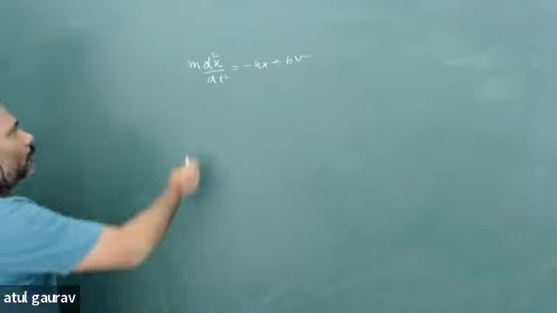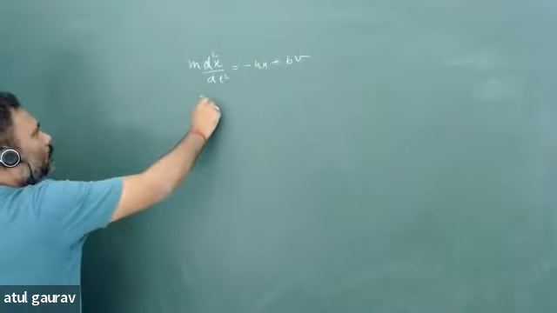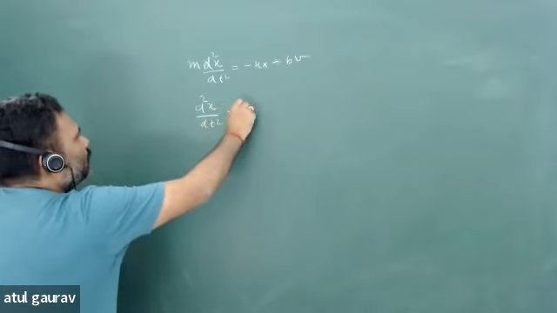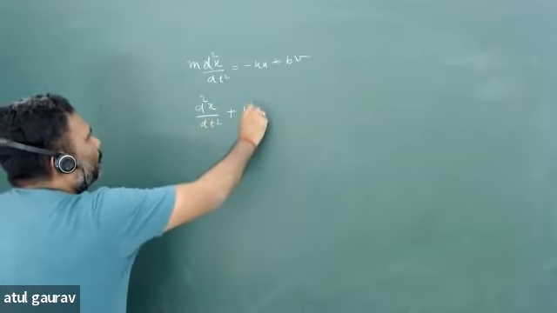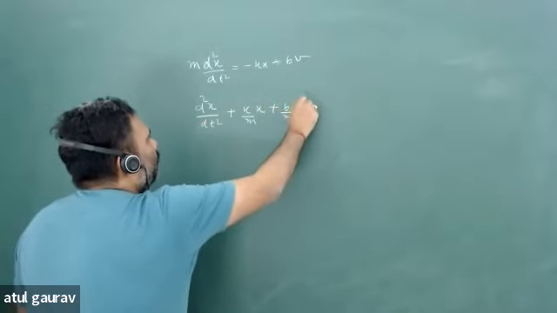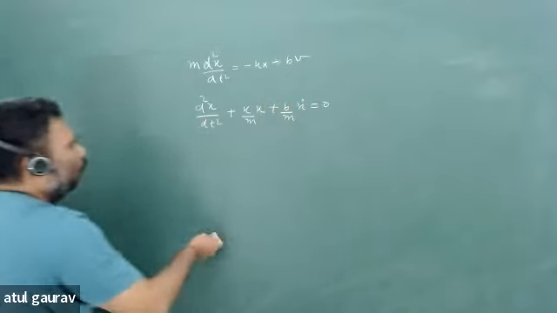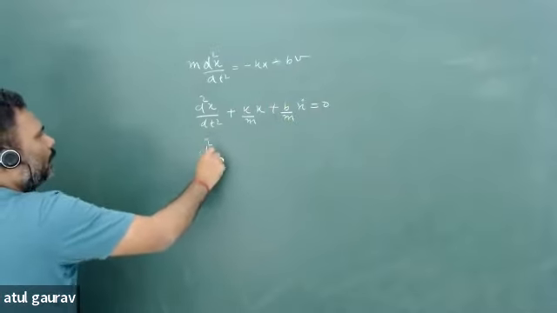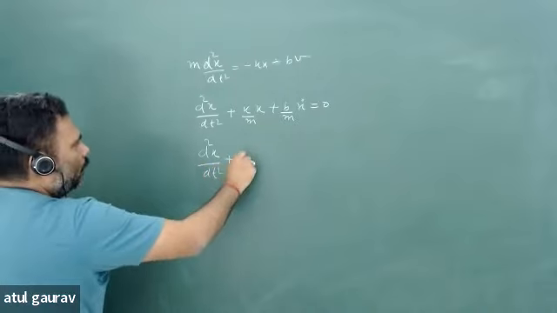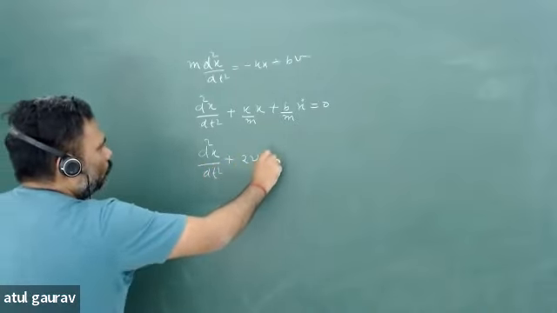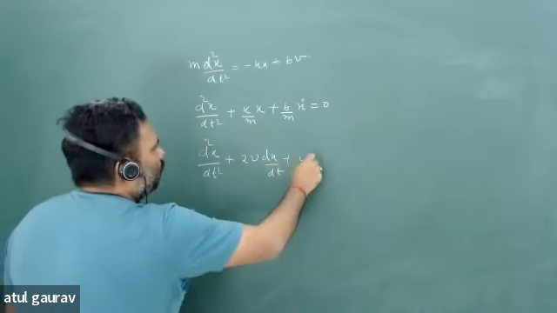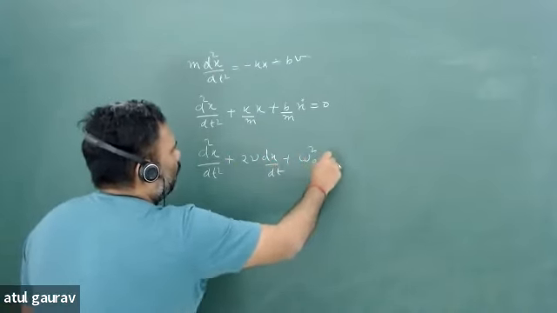So what is my equation? So the equation is d square x upon dt square plus k by m x plus b by m x dot is equal to 0, and d square x upon dt square plus, I can put 2 gamma due to some reason, dx upon dt plus omega naught square x is equal to 0.